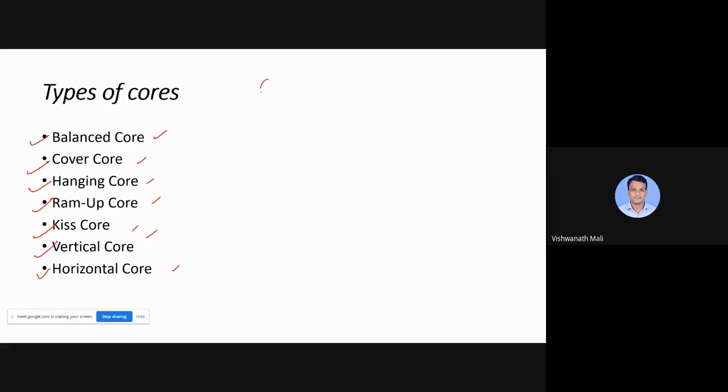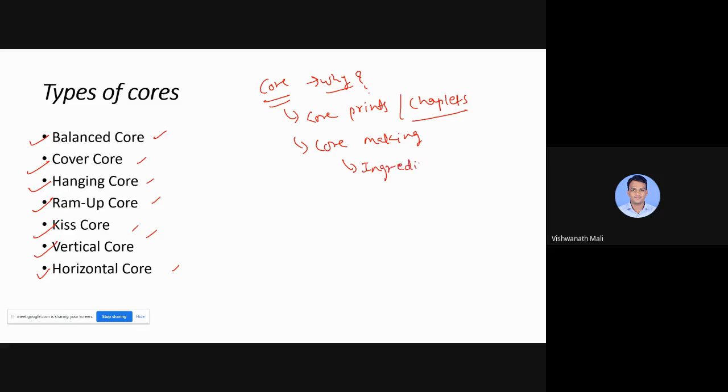So what we have seen about the core: why we are using the core, to produce the internal features or to make the hole in the casting. Now to support the core, what do we need? We need core prints or chaplets. Okay. Then we saw the core making process. In that, what are the ingredients? Only the introductory part of the core is there for our syllabus.